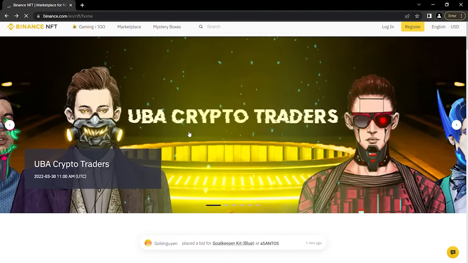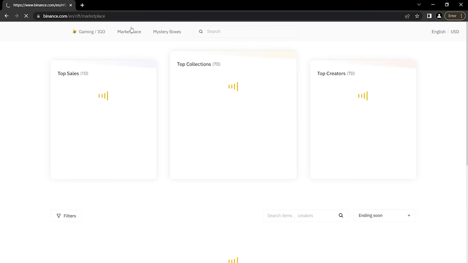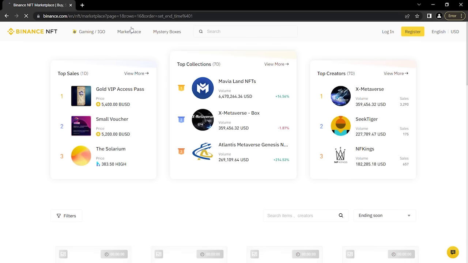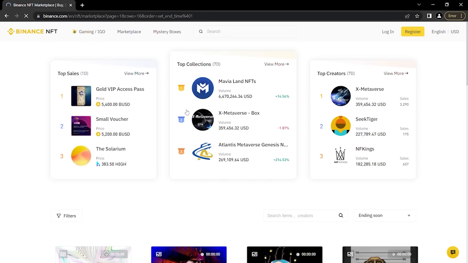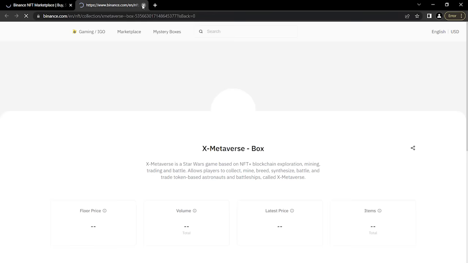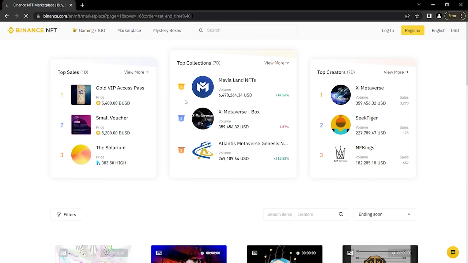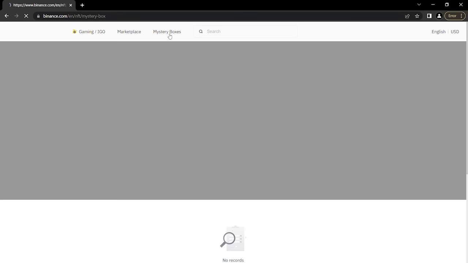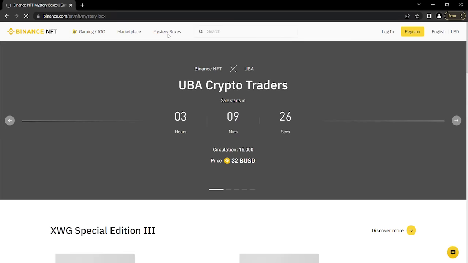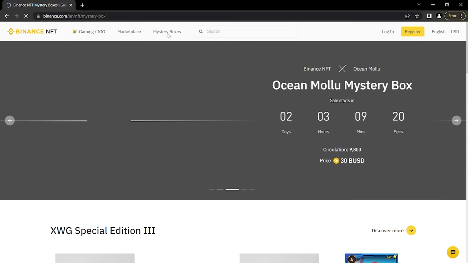Many big creators are already on Binance NFT. At Marketplace you see top sales, top collections and top creators. This makes it easy to keep an eye on big projects and grab them. Overall, we see Binance as a one-stop place for all crypto features, from trading to earning options. Easy for beginners and a great trading place for professionals.